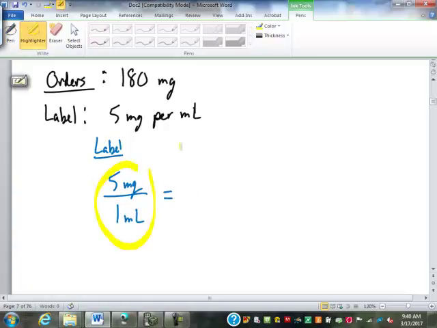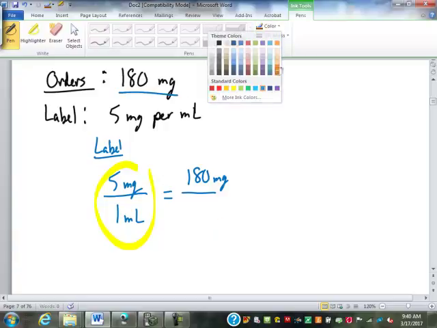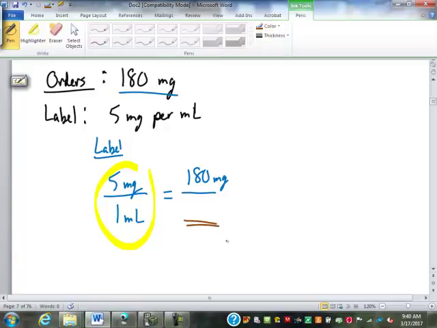Constructing this ratio from the label, by the way, that equivalency, is vital for our dimensional analysis as well. So anyway, on the other side, the 180 milligrams goes on top. We are looking for what's down here. So 1 milliliter times 180 milligrams divided by 5 milligrams is 36 milliliters. So you would administer 36 milliliters to that patient.